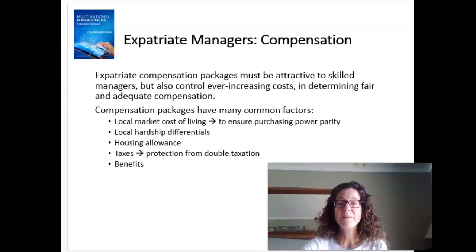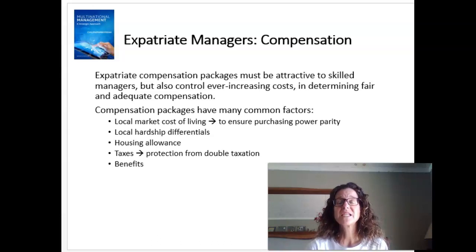At the same time, organizations want to manage compensation packages effectively and efficiently to reduce the ever-rising costs of compensation. So organizations want to be fair and adequate, but also at the same time manage the costs associated with expatriate relocation. One important consideration when constructing expatriate compensation packages is the differential in cost of living.